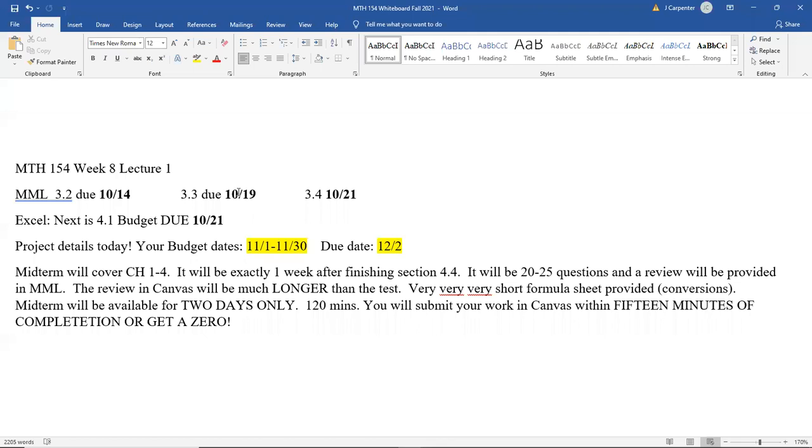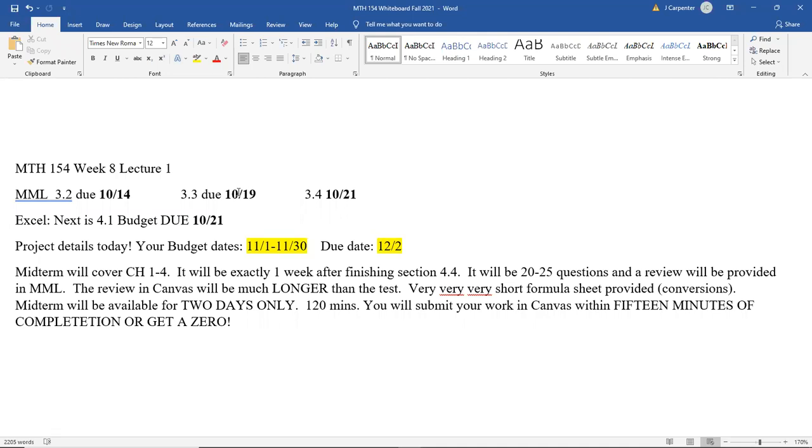The next Excel file that you'll be responsible for, which we call 4.1, and in your My Math Lab assignments, you may see a 4.2 as well next to it, because one of them is the section and one of them is the Excel assignment number. Don't get confused by that. It's the one from chapter 4 that says budget. There's not another one from chapter 4 that says budget, so don't sweat that. That will also be due on the 21st.